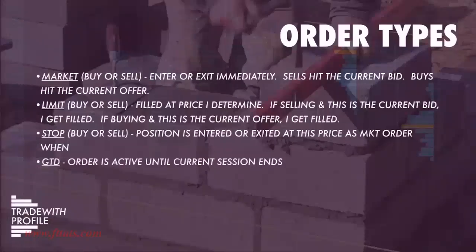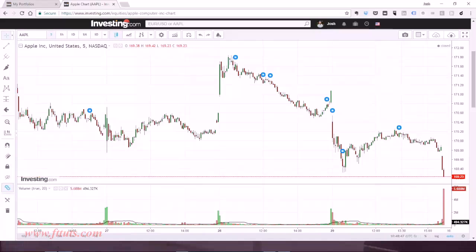Now, these are not specifically types of orders, but they're times of orders. So a GTD order is one that is only active for the current session. And then you have a GTC order, which is active until canceled. So if I go back over here and look at the chart, this is a session. From here to here is one session. If I put a GTD order, good for the day, that's only going to be active from here to here.